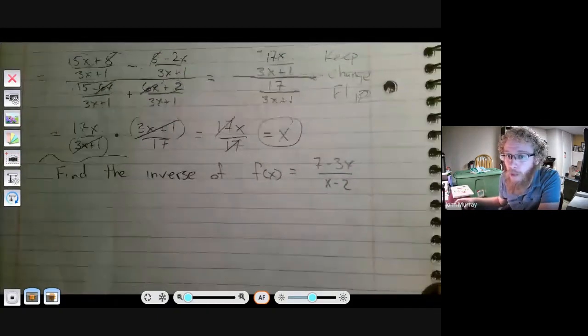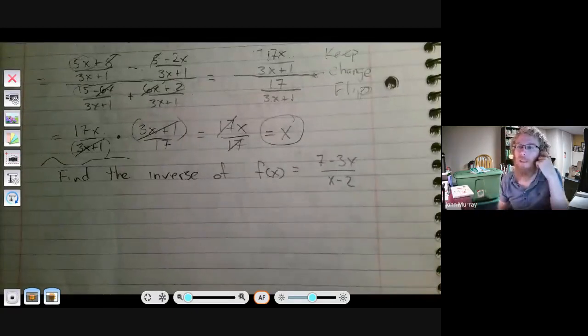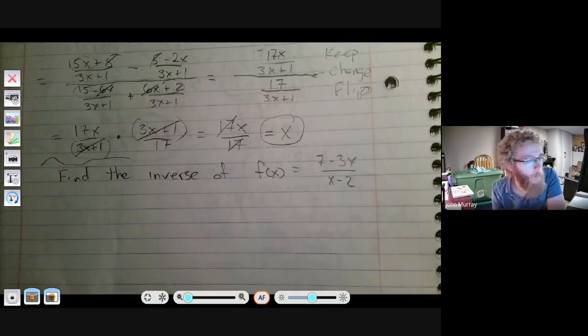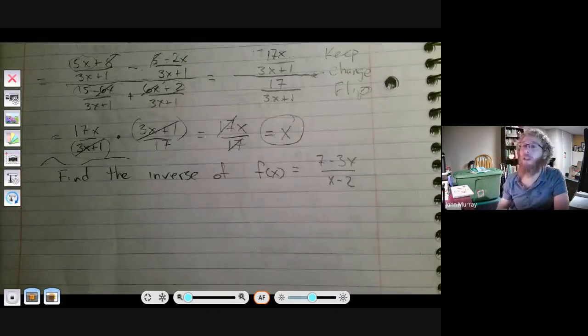Okay, so your homework was find the inverse of f of x equals 7 minus 3x over x minus 2. If you were having issues uploading things, I know my other class was too, you can email me your work. Just take a picture of it and send it to jmurray@ppsstaff.org. All right, so let's go over this.